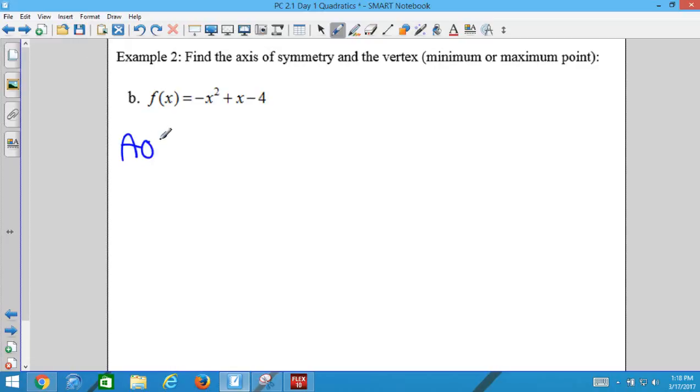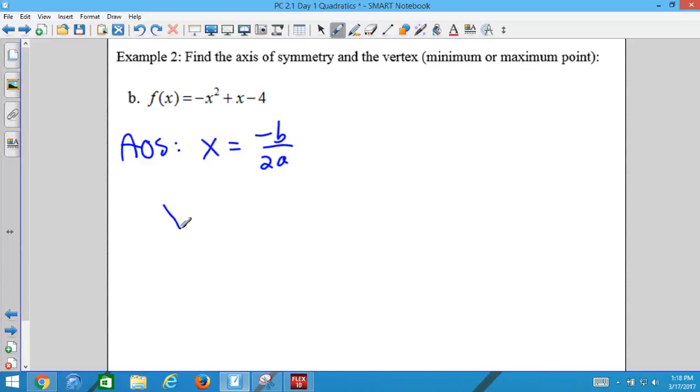The AOS formula is x equals negative b over 2a. And that negative b over 2a, if you're looking ahead at the next example that we're going to do on Monday, is part of the quadratic formula. You see the negative b over 2a in the quadratic formula? You've seen that kind of thing before.